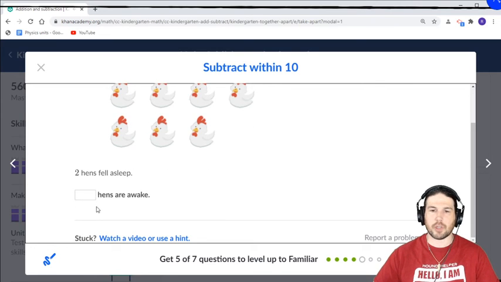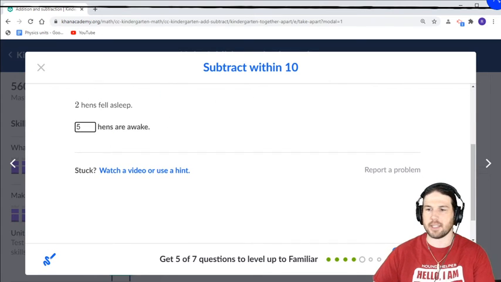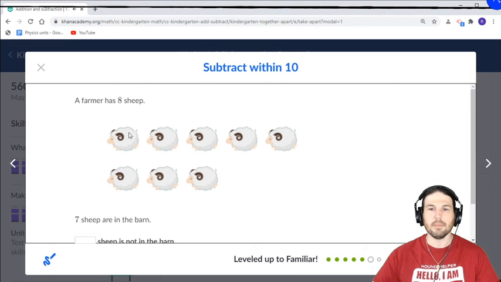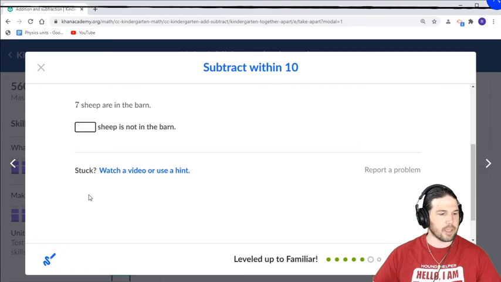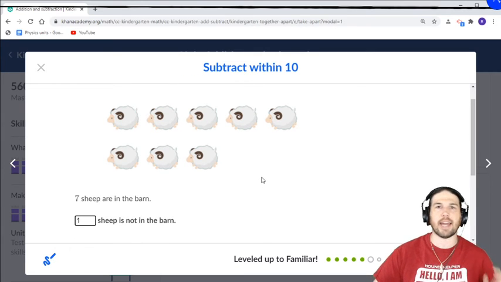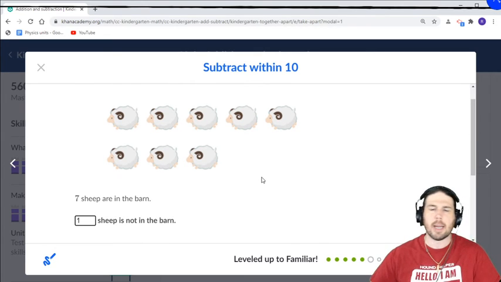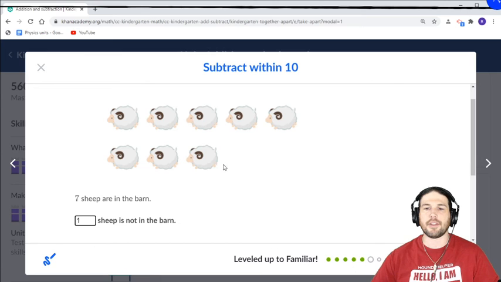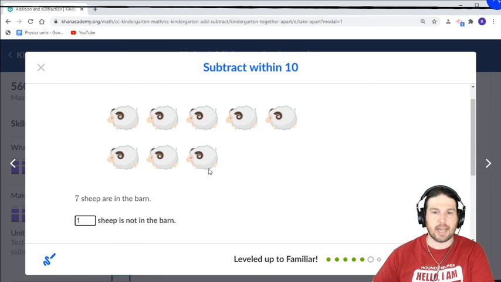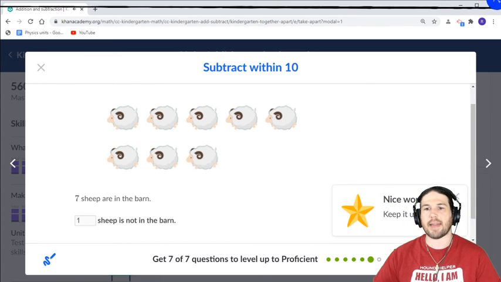7 hens, 2 of which fell asleep. There are 5 hens still awake. A farmer has 8 sheep. 7 are in the barn. That means 1 of them is not in the barn. And again, the fact that these pictures are here means that I can count 1, 2, 3, 4, 5, 6, 7. And then I can count the ones that were left out in case I need that extra support.